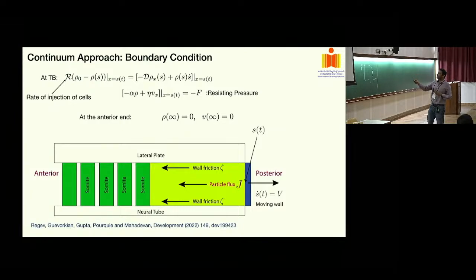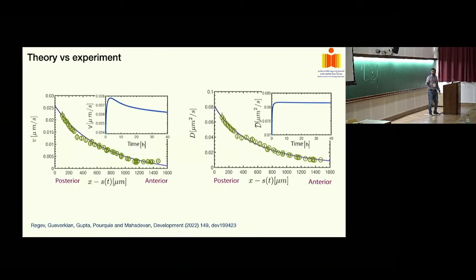So this will be one boundary condition for the mass balance, and similarly there will be a boundary condition for the momentum balance. What we are saying is that the active pressure and the viscous dissipation term should be balanced by the resisting force of the tail bud. If we solve this equation, with rho and v at the anterior end going to 0, this is what you will get.